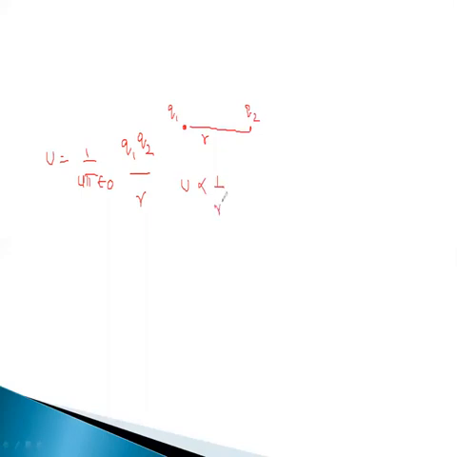U is inversely proportional to R. That means when R increases, U will decrease. When R increases, potential energy decreases. But another situation we can also imagine here.